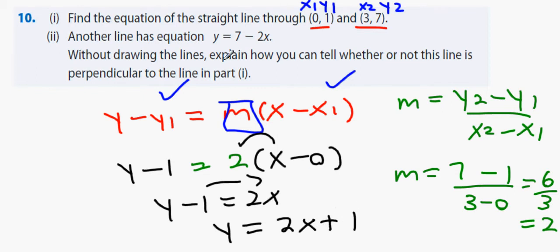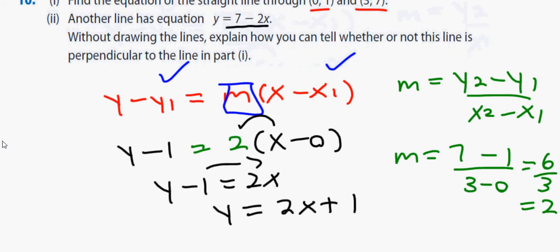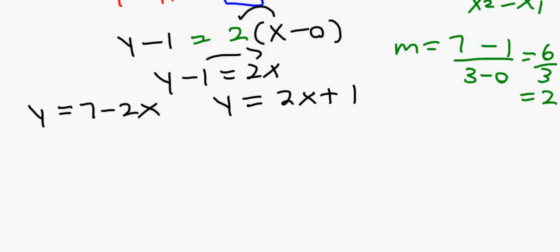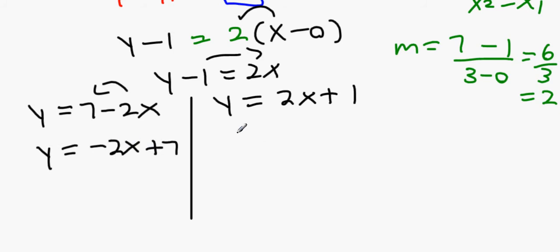Another line has the equation y equals 7 minus 2x. Without drawing the lines, explain how you can tell whether or not this line is perpendicular to the line in part 1. Okay, so to explain if two lines are perpendicular, what we generally use is y equals mx plus c. So what I'm going to do with the second equation is we're just going to put a line in between both of them, like so, and we're going to rearrange the x's in front of the number there. So we're going to get y equals minus 2x plus 7, and this is still y equals 2x plus 1.